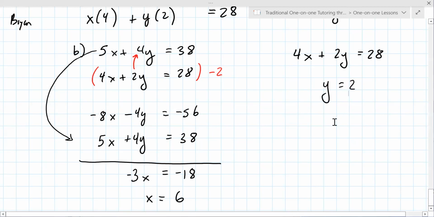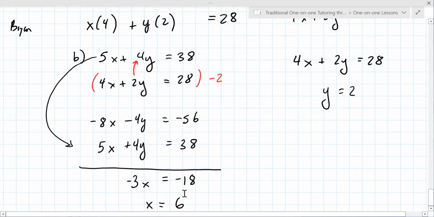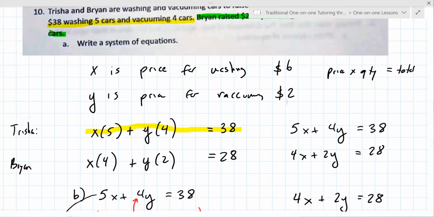Now in the context of the problem, you'd want to say that the price for washing a car is $6 and the price for vacuuming a car is $2 as your final answer. Is your teacher asking for that, or are they just asking for the numbers at the end? I don't think he would care if we wrote just y equals or x equals, but maybe ask. Yeah, that's a good question. It shows engagement, shows that you're thinking about this, and sometimes other students have that same question.